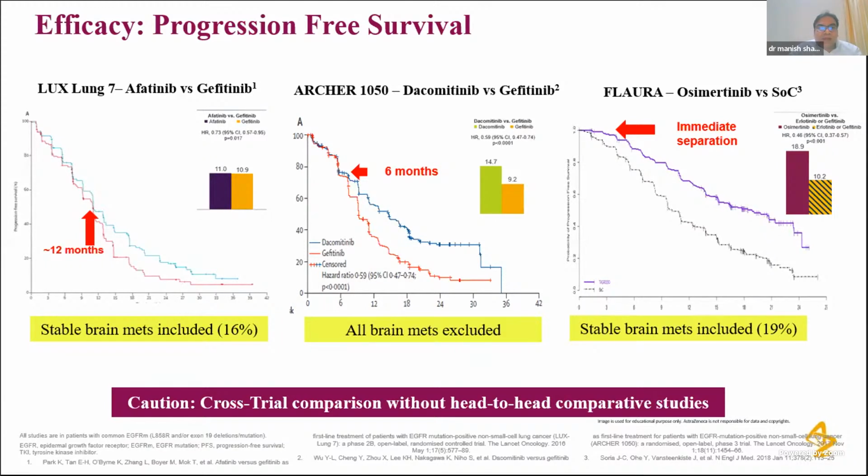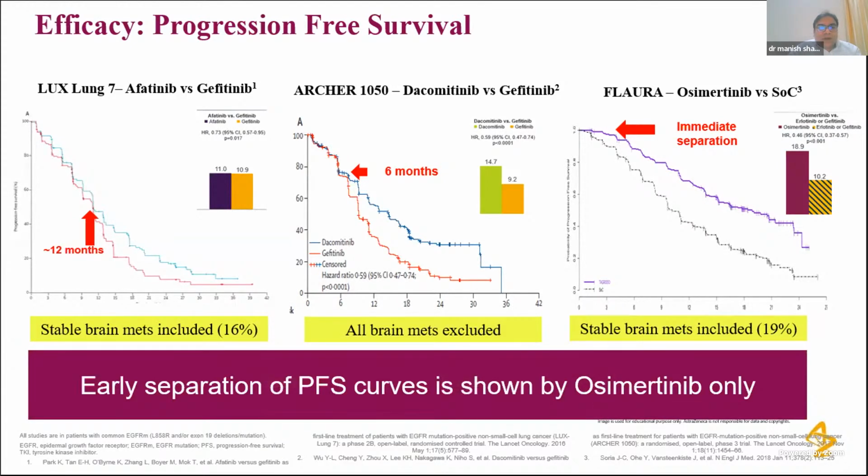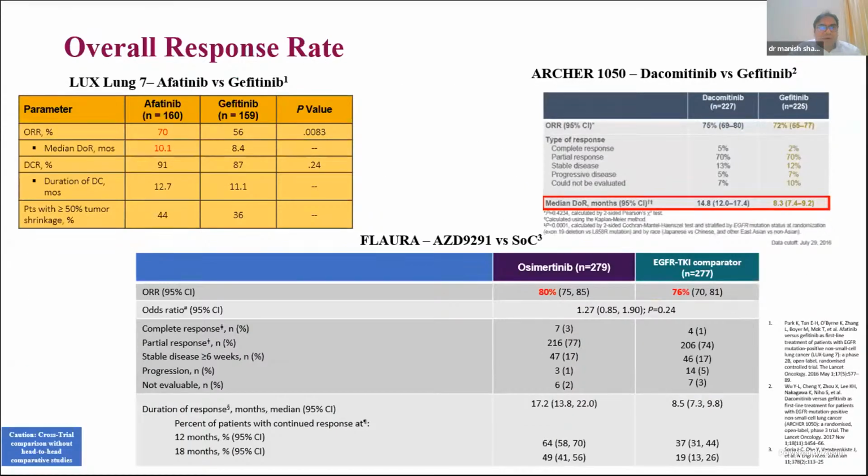Important here is to note that ARCHER excluded all the brain metastasis, while FLAURA included stable brain metastasis, and it included around 19% of the patients who had brain metastasis. Similarly, afatinib in the LUX-Lung trial was also given to the patients who had stable brain metastasis. So the early separation of the curve that we see with osimertinib is very, very important.